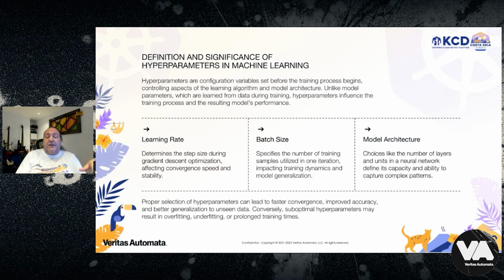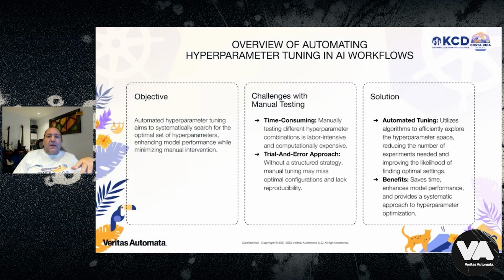And obviously, like I said earlier, if you don't do this kind of optimization for hyperparameters, you get overfitting, underfitting, prolonged training times, but also missing model training completely. Think about this use case, where you are really missing the model. You will waste a lot of time and your activity will not complete anymore. The overview again is something related to tuning in AI workflows.